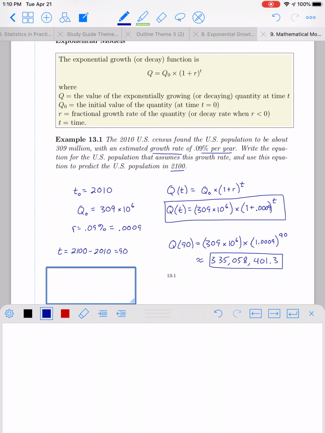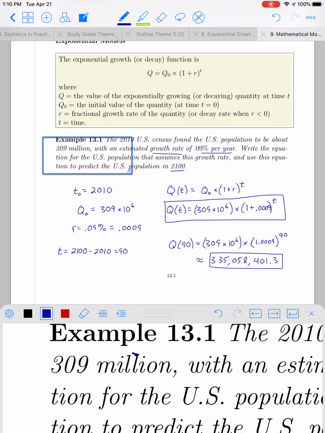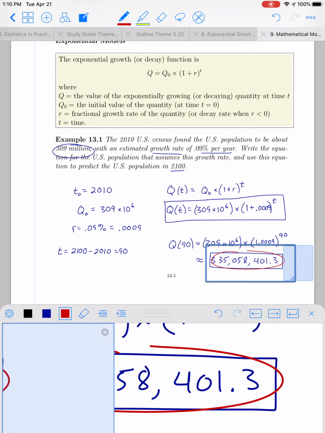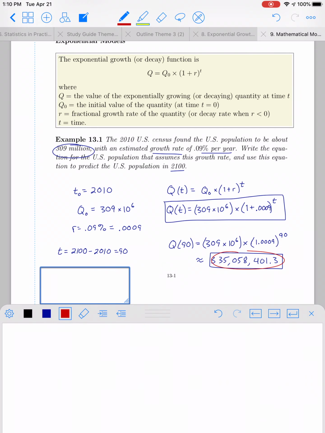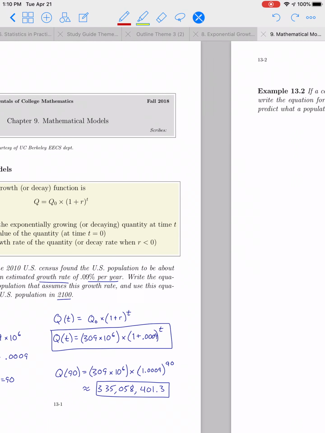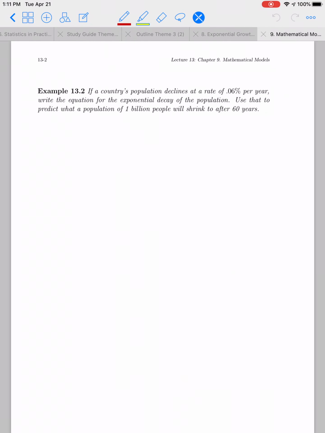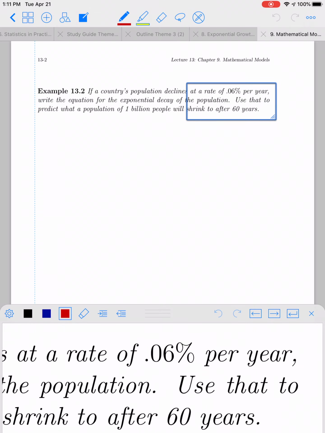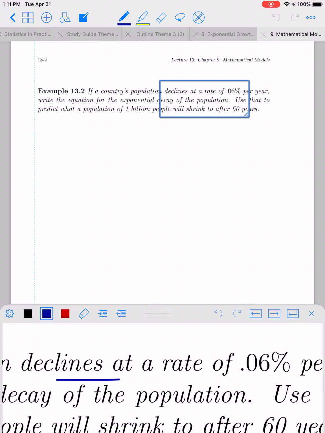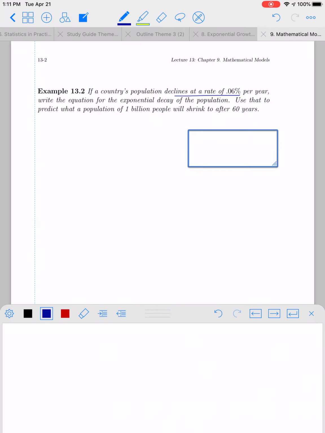It's a growth model. Notice that the population started at 309 million, and 90 years later we saw that it was 335 million. So let's see a decay scenario. So maybe we have a population that's shrinking in size. So this example tells us that a country's population declines at a rate of 0.06%.